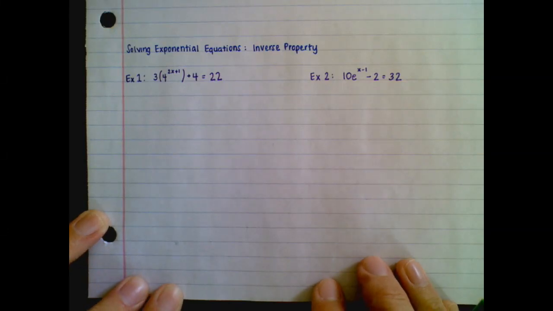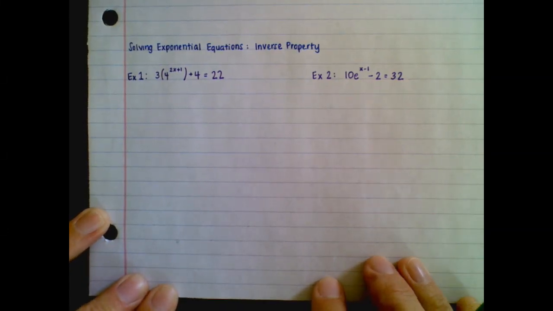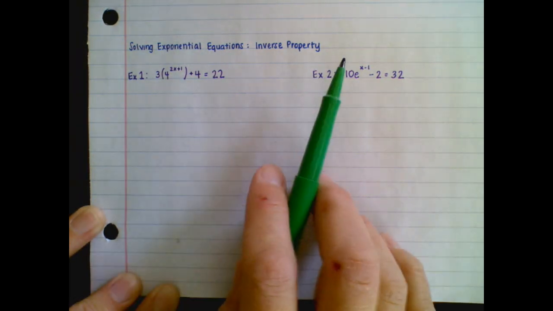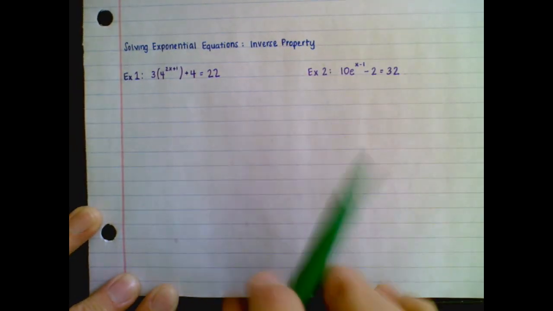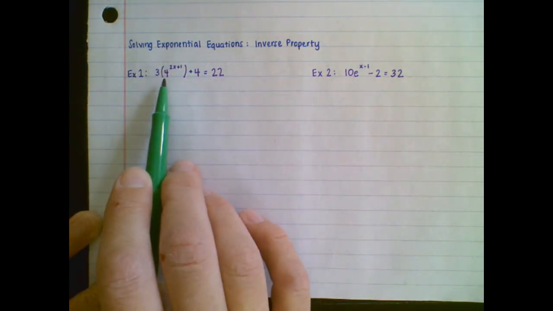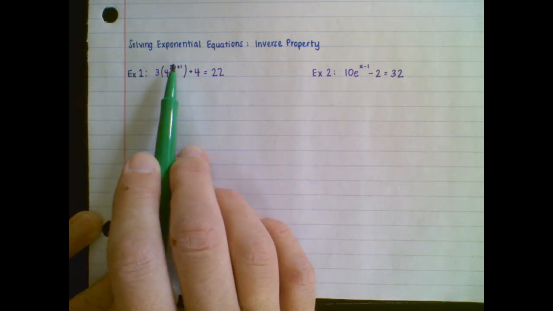We're going to look at solving exponential equations using the inverse property. So we'll have a number base in example 1, and we'll have a base of e in example 2. Using the inverse property, we first need to get the base by itself, and the base is going to be the number that has the exponent attached to it.